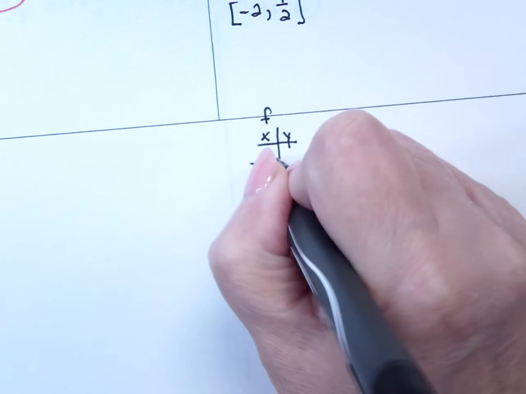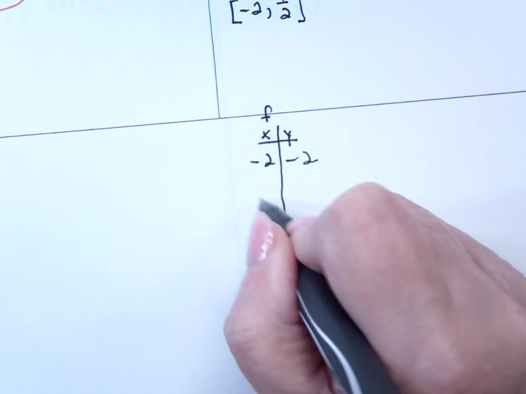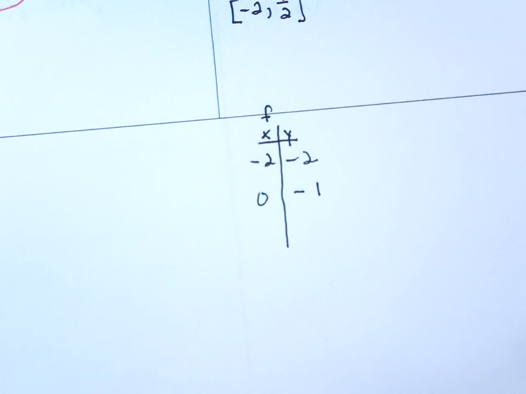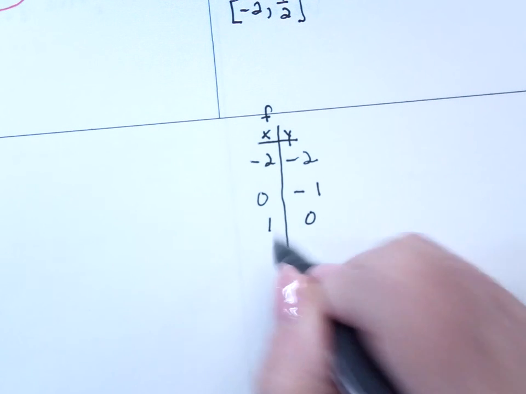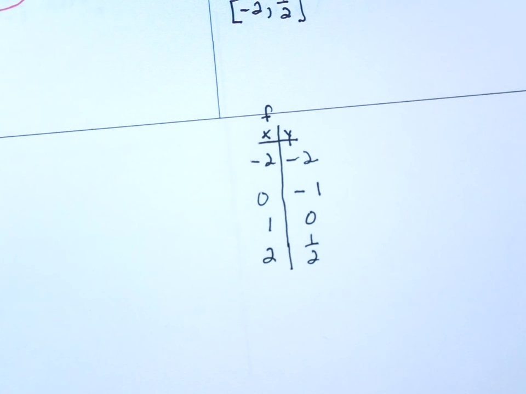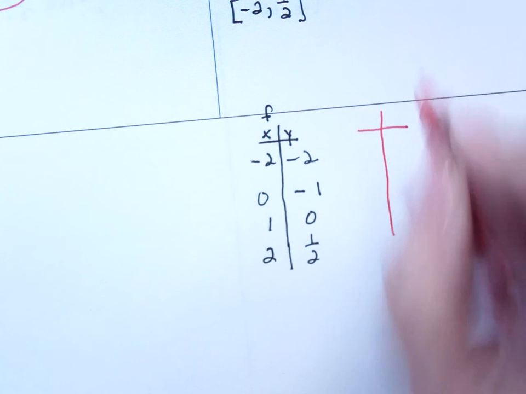So -2, -2. The next point they give you is 0, -1. The next point is 1, 0. And the next point is 2, 1/2. I like it when it's this kind of graph that has no little curvy things in it, because if it's got a curve, it's hard to estimate the x and y values to get a decent looking inverse.